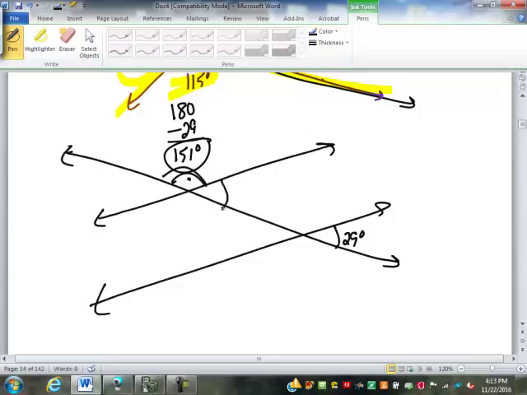How about this angle here? Does that look like it's equal to the 29? Yeah, so it's got to be 29. All angles formed by that transversal over parallel lines are either equal to the one I know, or they are supplementary to it.